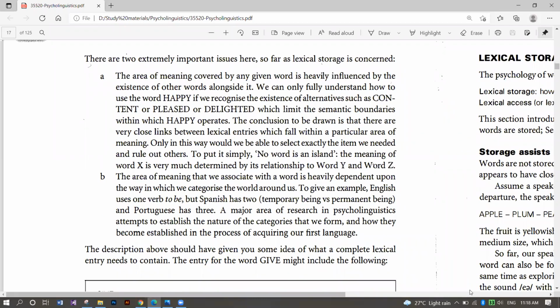The area of meaning that we associate with a word is heavily dependent upon the way in which we categorize the world around us. To give an example, English uses one verb "to be", but Spanish has two, temporary being and permanent being, and Portuguese has three. A major area of research in psycholinguistics attempts to establish the nature of the categories that we form and how they become established in the process of acquiring our first language. So again, it depends on the languages we speak; different languages can have different kinds of rules.